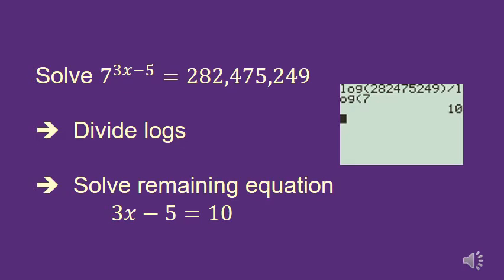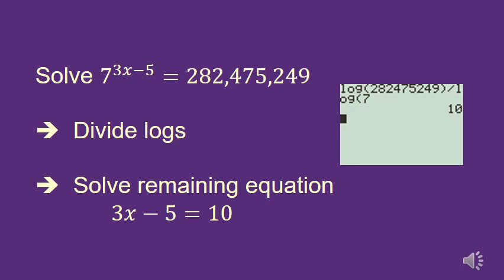I took the log of 282,475,249 divided by the log of 7. Now, because I'd planned this problem out ahead of time, this one happens to come out even. But 10 isn't my answer.